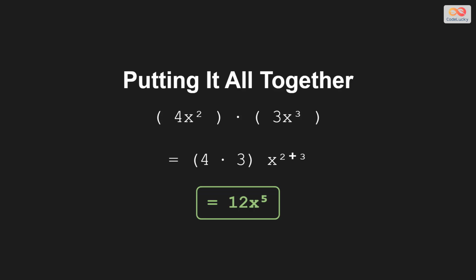Now, let's combine those two steps. We multiplied the coefficients to get 12, and we added the exponents to get x to the power of 5. So, 4x squared times 3x cubed equals 12x to the 5th power.